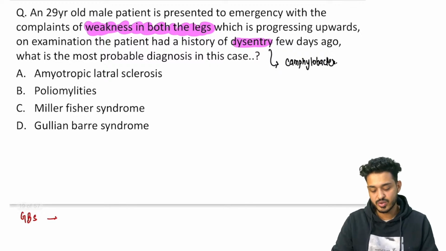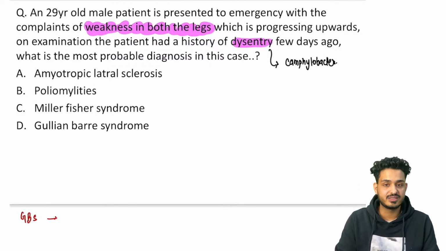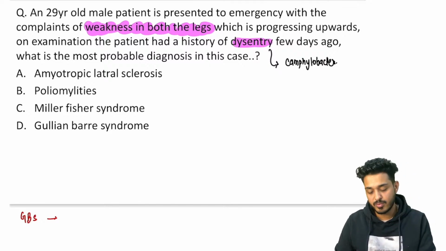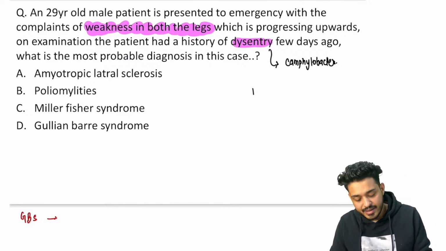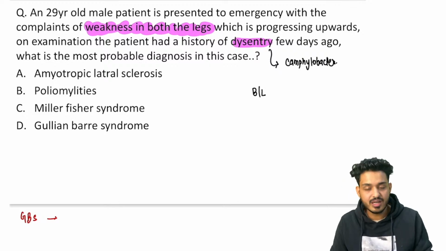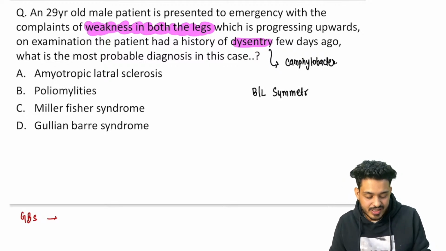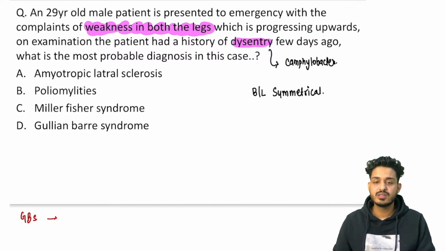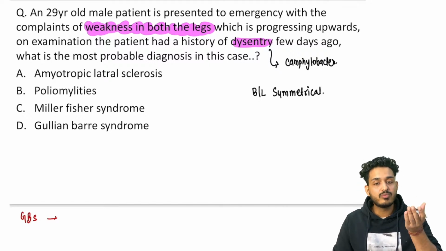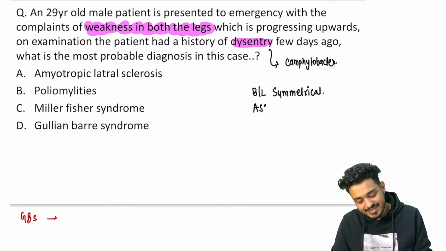Okay. So this is your Campylobacter jejuni. And what is this question suggesting? Patient को क्या हो रहा है? Weakness in both the legs, which is progressing upwards. So we have bilateral, both the legs, matlab bilateral, symmetrical. Can I call it symmetrical? Yes, this patient is having bilateral, symmetrical weakness. The weakness is progressing upwards. That means it is an ascending type of paralysis.